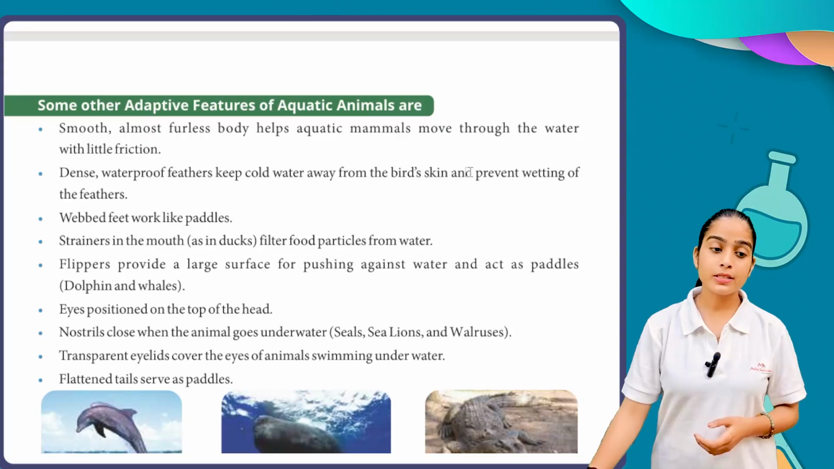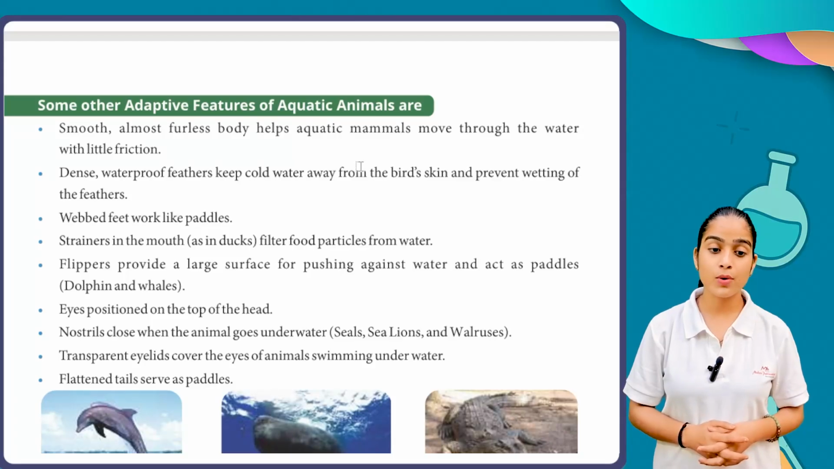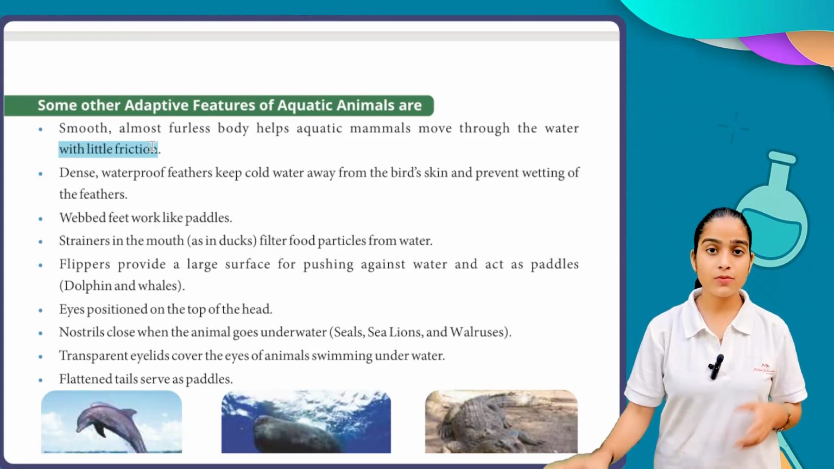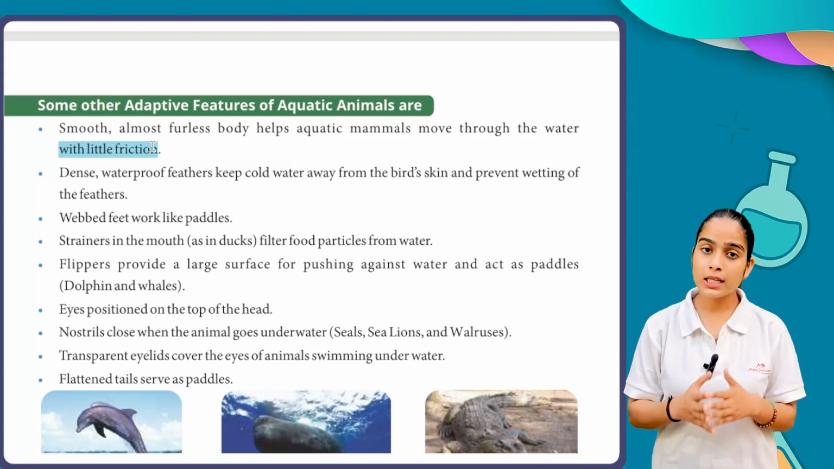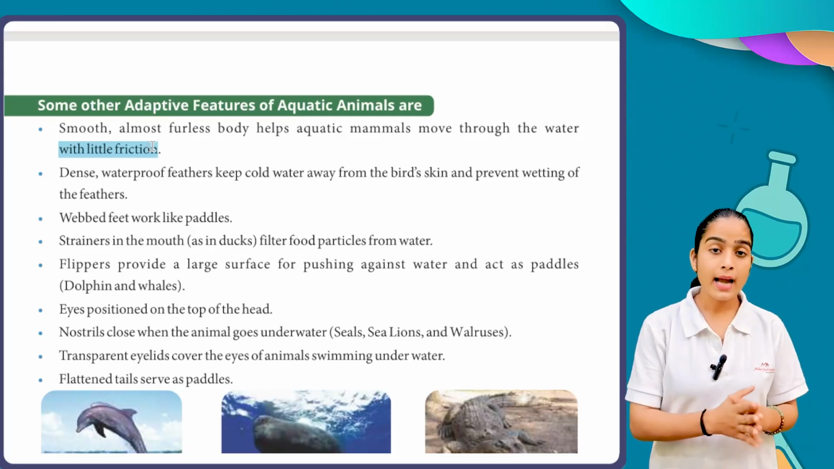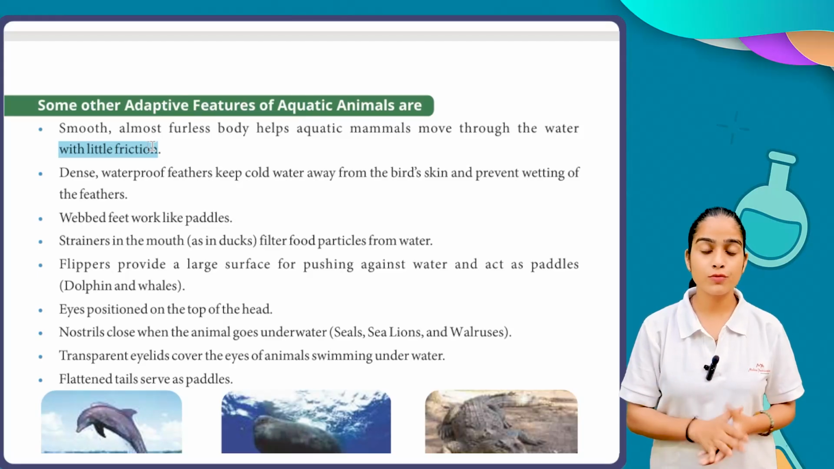Now we are going to discuss some other adaptive features of aquatic animals. First, a smooth, almost flawless body helps aquatic animals move through the water with little friction, because their body is very smooth. So they can easily move from one place to another inside the water, and they face very little friction just because of the smoothness of their body.